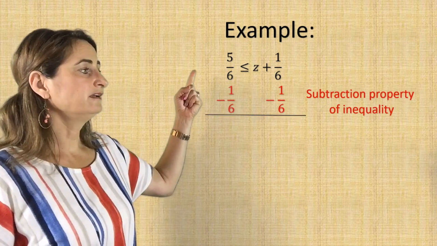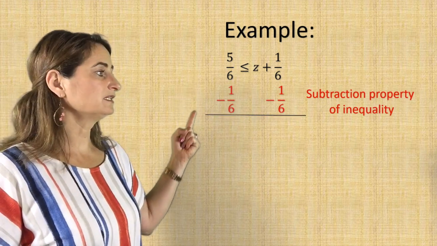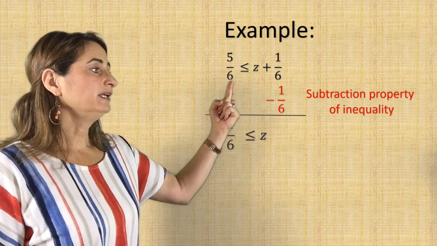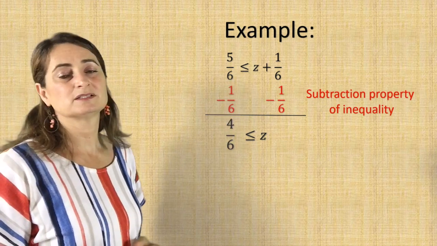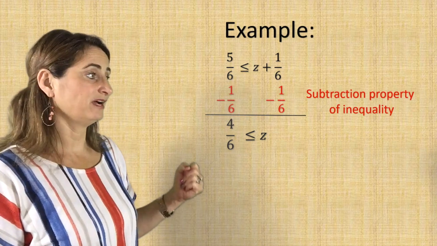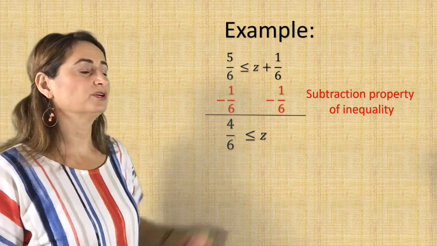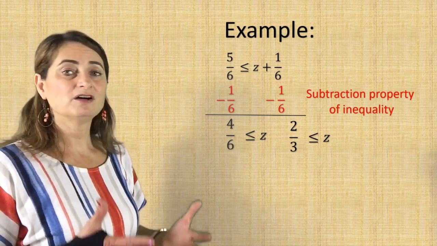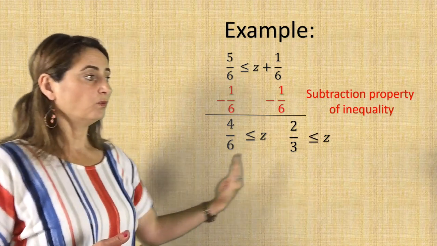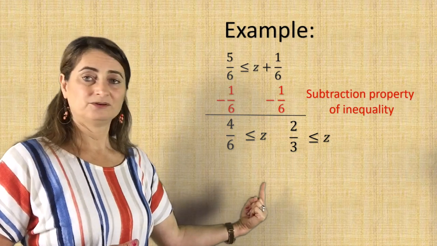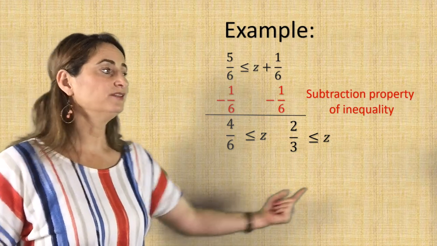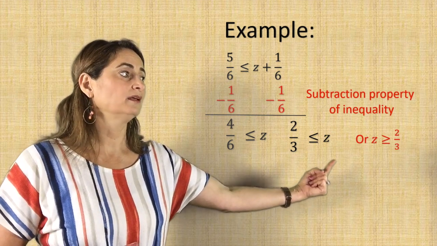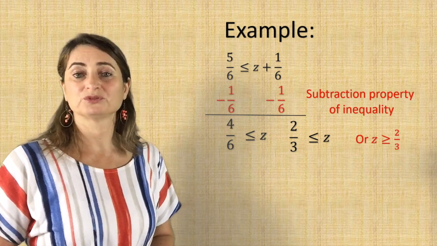Now let's start with this side. 5/6 minus 1/6 is 4/6. Bring the less than or equal sign down, and 1/6 minus 1/6 is 0. That's gone. Simplify the 4/6, and that gives you 2/3 less than or equal to z. If that's hard to read, write it the other way: z is more than or equal to 2/3. So I need all numbers that are more than 2/3 or equal to 2/3.